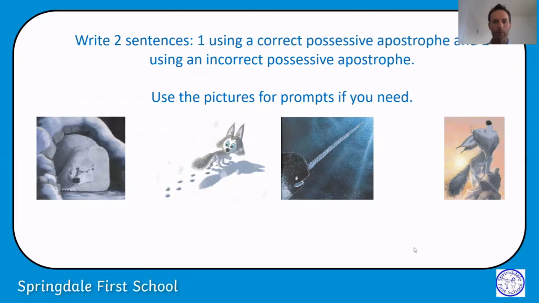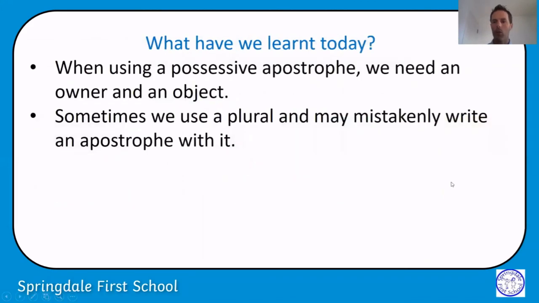Okay, welcome back, boys and girls. So let's have a quick look. What have we learned today? When using a possessive apostrophe, we need an owner and we need that object. That is really, really, really important. I can't stress that enough. And sometimes we use a plural and may mistakenly write an apostrophe with it. If it's a plural, we usually add an S, and sometimes we can make a mistake by putting a possessive apostrophe with it, but we don't need to because it doesn't have that owner and object.